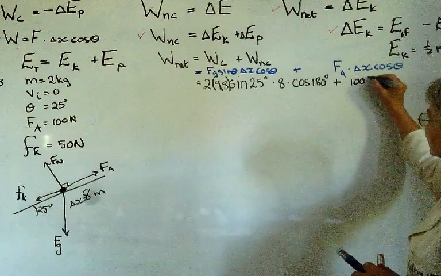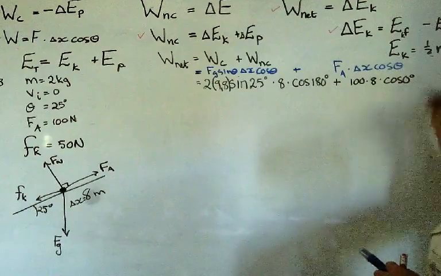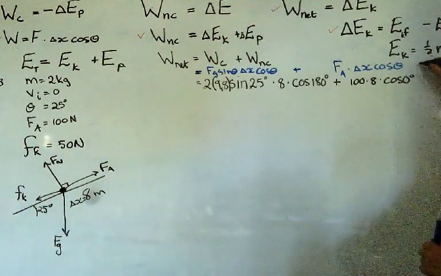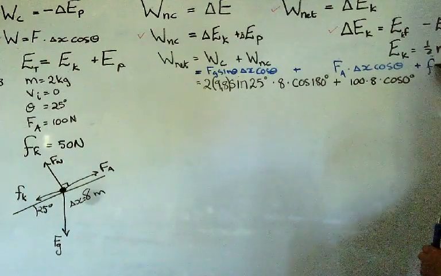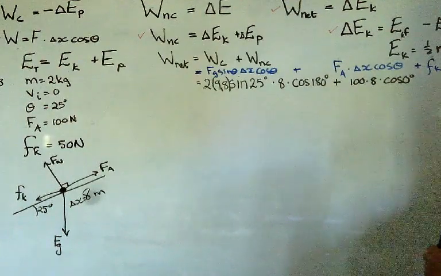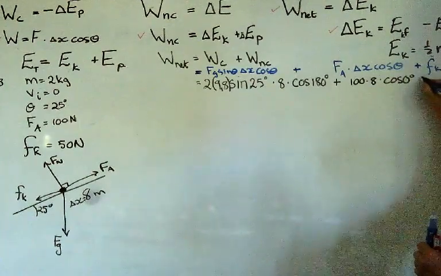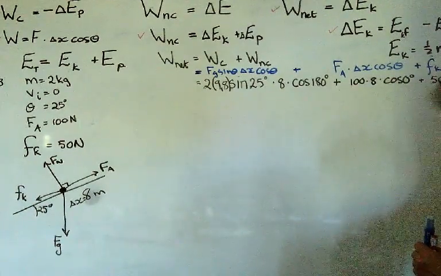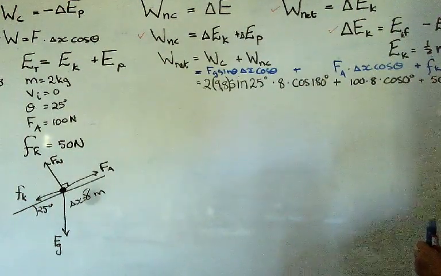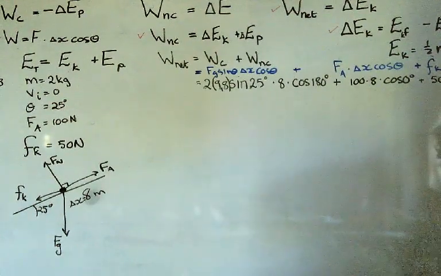Yes. And then there's still the friction. So it's plus Fk delta x cos theta. And that Fk is 50, so plus 50 times 8 cos 180. So the weight and the friction will do negative work on this object. No, it shows a positive 2.333.